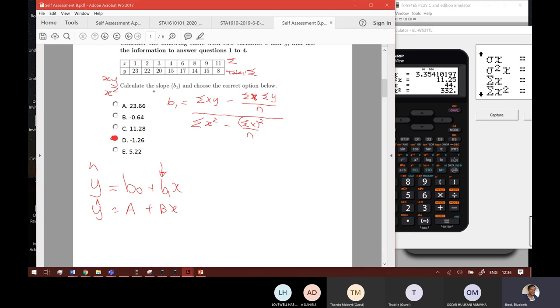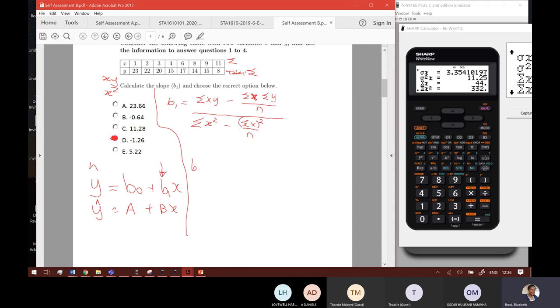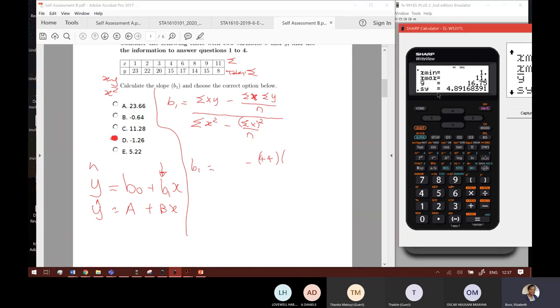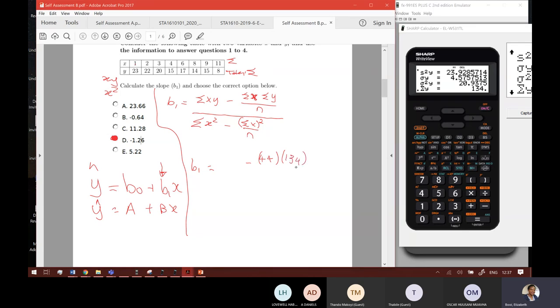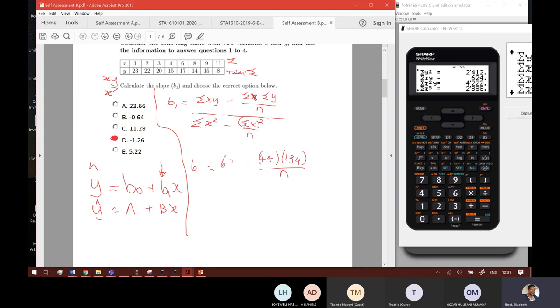So if we go to the formula here, we can already start populating the values. So this is the sum of x. So B1 equals minus, we know the sum of x is 44, times the sum of y. If we go down, we should get the sum of y. The sum of y is 134, divide by n. And we can also find the sum of x and y, which is 624. Oh, sorry, n is 8.